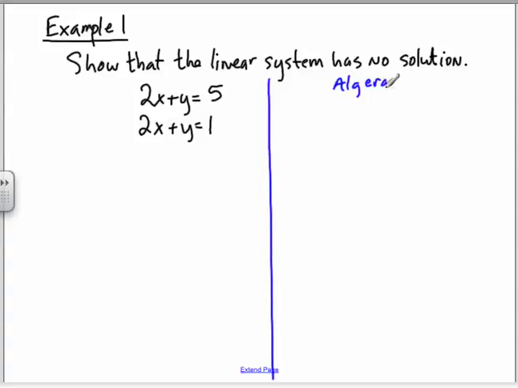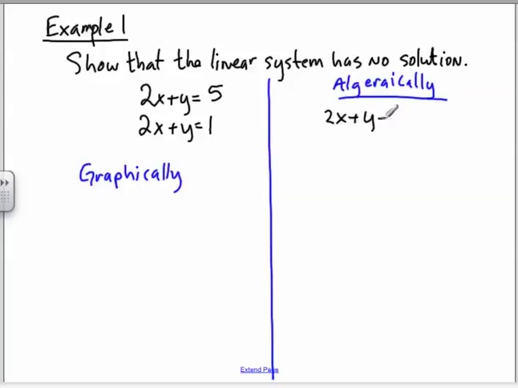Algebraically, there we go. Alright, I'll do it graphically over here, which doesn't mean I'm going to graph it, but I'm considering its graphs. Okay, now let's see, this first one, I'm going to rewrite it over here, and I'm going to get 2x plus y is equal to 5, and then I've got 2x plus y is equal to -1.